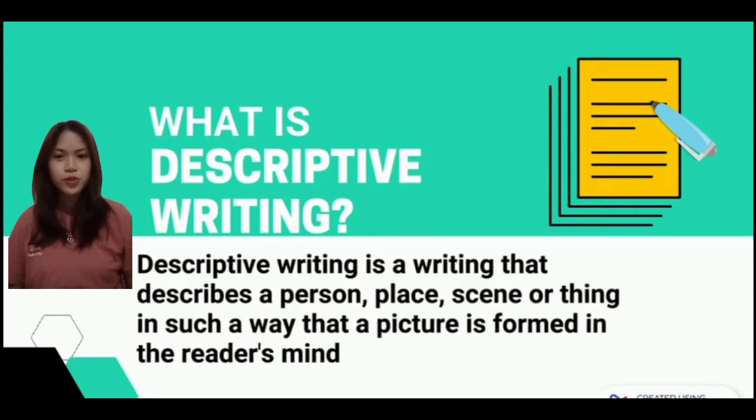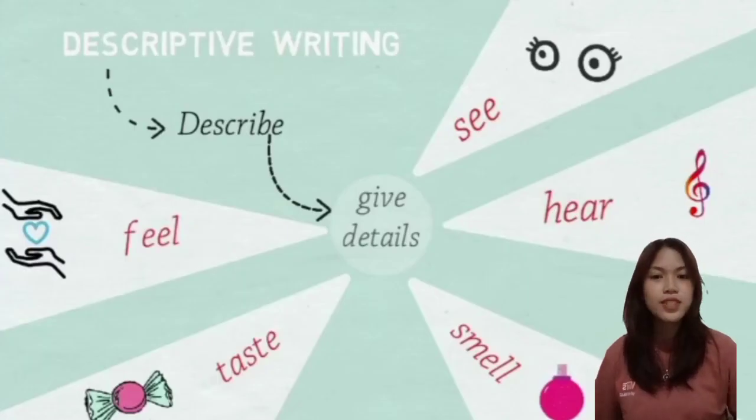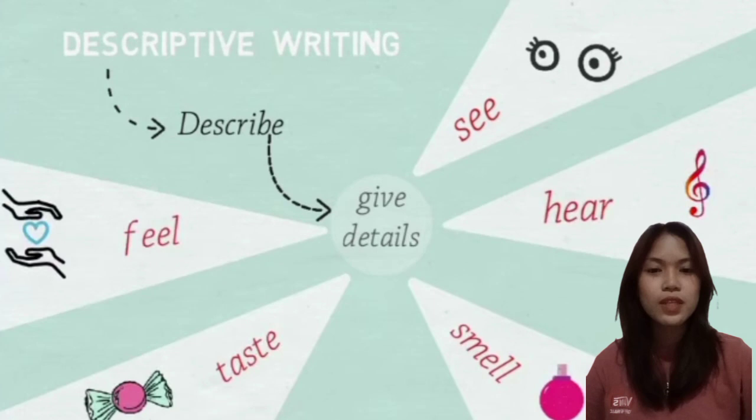So, what is descriptive writing? Descriptive writing is writing that describes a person, place, scene, or thing in such a way that a picture is formed in the reader's mind. So with descriptive writing, it includes the 5 senses, and they are sight, smell, hearing, taste, and touch or feel. Now let us know how to use these 5 senses in descriptive writing.